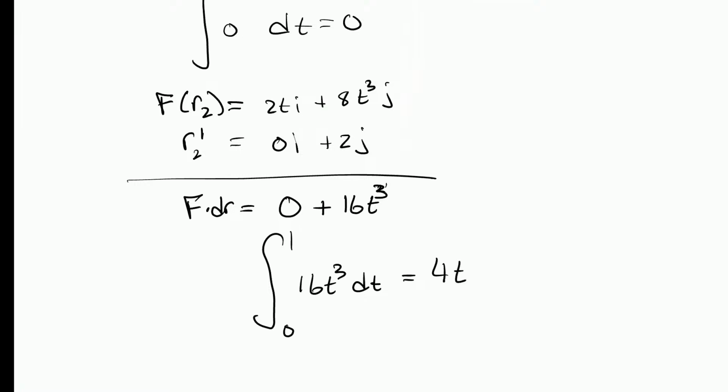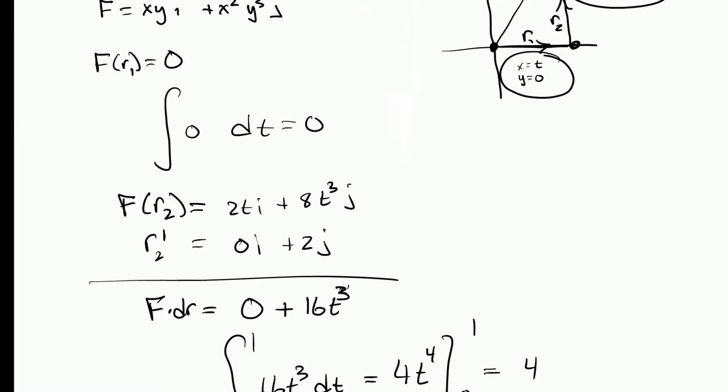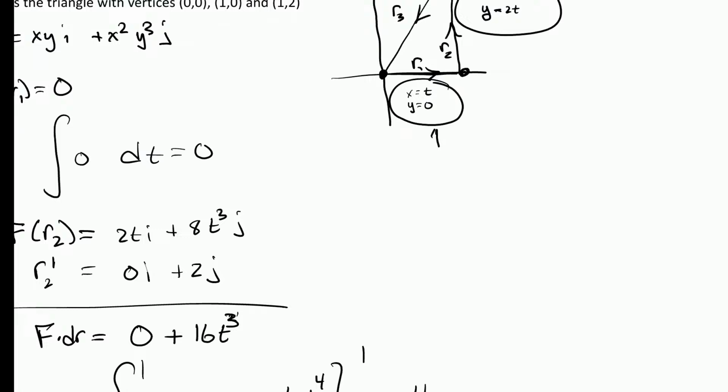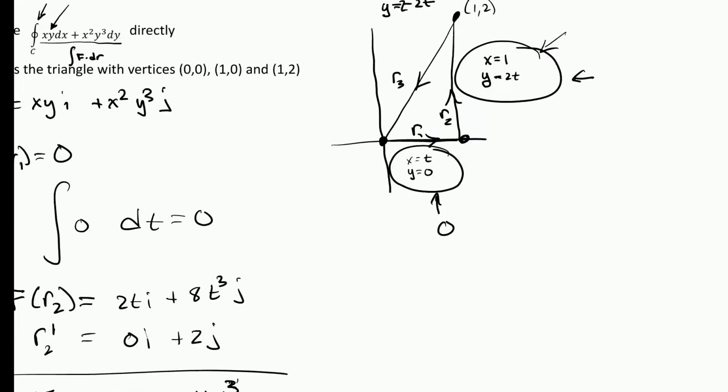Okay, I'll write it out. Trying to do it quickly. There. Okay, so we're up to 4. So we've got 0 here. This is going to be 0. This one is going to be 4.